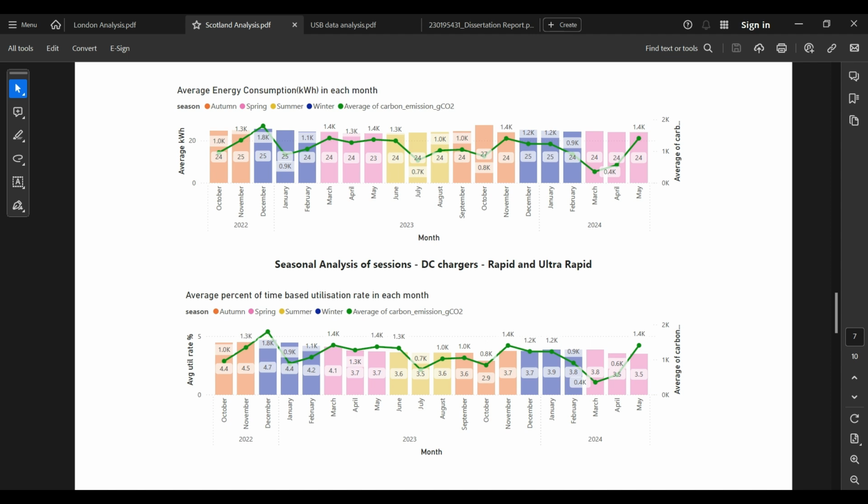If we look at the DC chargers, we can see a quite similar trend, but we can see a spike in the October month of 2023 in energy consumption. And if we look at the time based utilization rate, the time based utilization rate is much lower in 2023 summer and has increased as we go further.